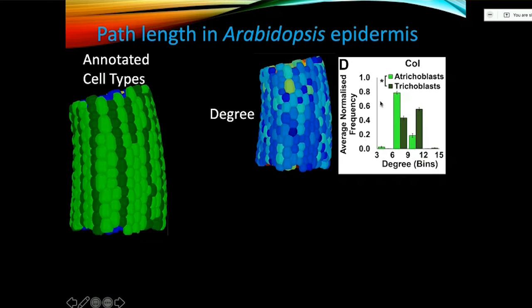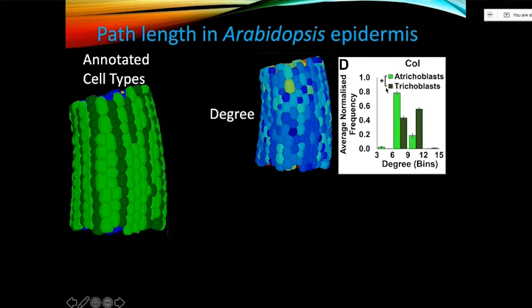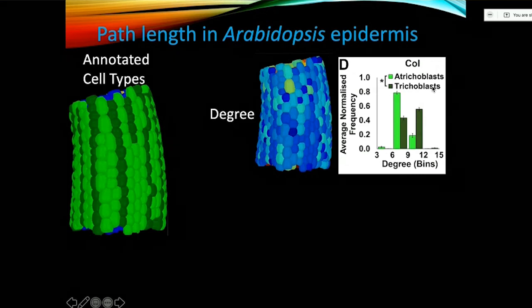So what we can see is the non-hair cells, the cells which don't make hairs, have a lower number of neighbors than the cells which do make hairs, the trichoblasts. You can see the distribution here is a bit right shifted for the dark green hair producing cells compared to the non-hair producing cells. And the likely explanation for that is because the cells which make hairs, as I mentioned before, are sitting on top of two underlying cortical cells. So the cells that make hairs have more neighbors than the cells which don't.